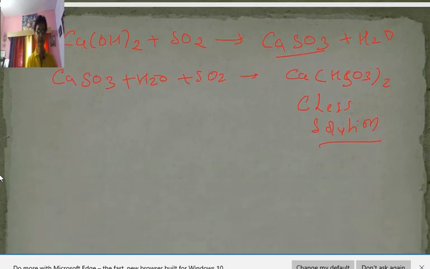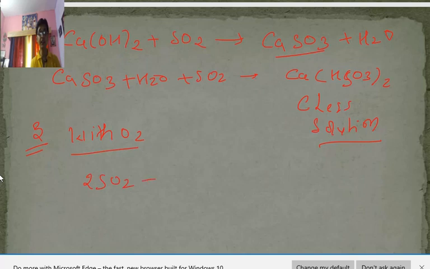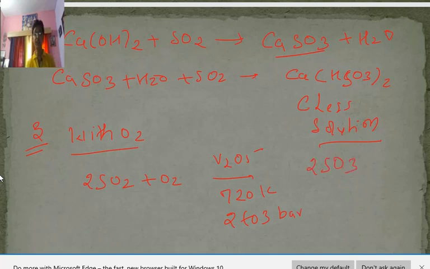Third is reaction with oxygen. In the contact process, we know sulfur dioxide reacts with oxygen in the presence of vanadium pentoxide. The optimum temperature is 720 Kelvin and pressure is 2 to 3 bar. Sulfur dioxide oxidizes into sulfur trioxide gas, and it is used for preparation of sulfuric acid.